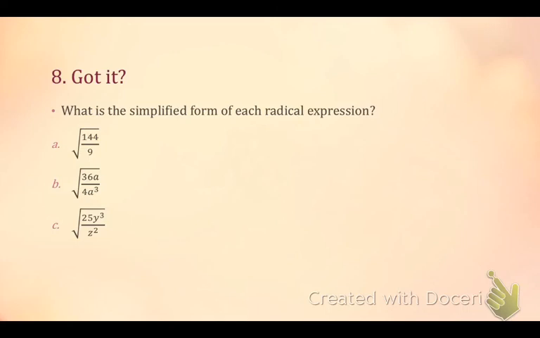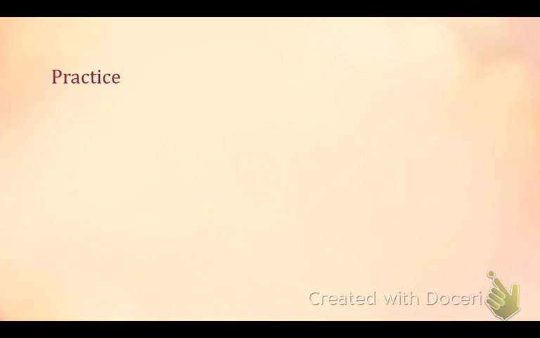All right, welcome back. So here are the answers. 4 for letter A, for letter B, 3 over A, and for letter C, 5y times the square root of y, all of that over z. Once again, if this does not make sense, if you're not sure where we got these answers, please make sure you ask. And that is it for our lesson today.